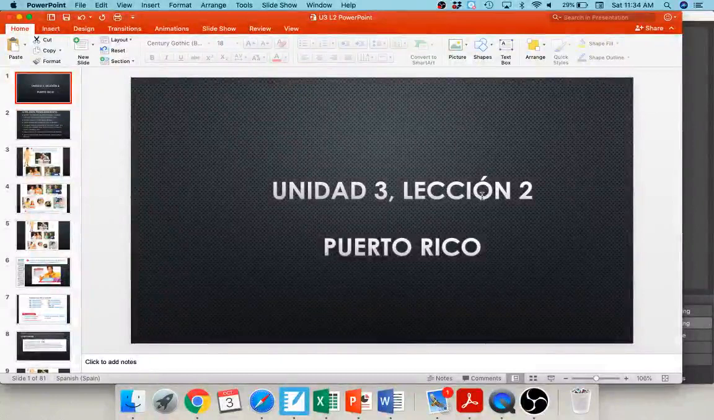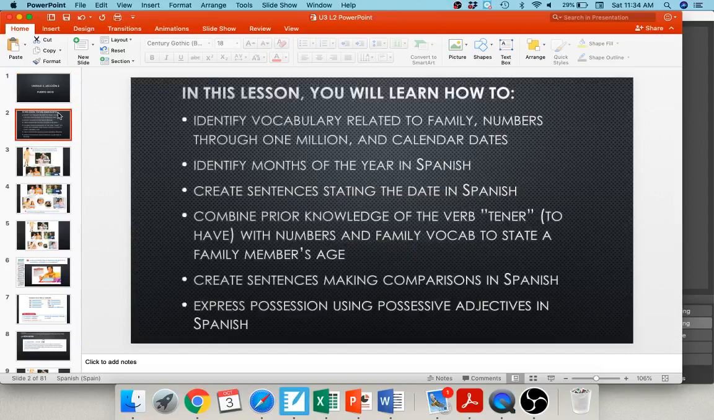This week we are exploring Unidad 3, Lección 2, which takes place here in Puerto Rico, which is pretty exciting. Our learning objectives this week are that you will be able to identify vocabulary related to family, numbers, and these numbers will go all the way through 1 million this time. We already learned through 100, so we'll go from 101 up to 1 million, which sounds a little daunting, but it's not as scary as you would think. So family members, numbers through 1 million, and calendar dates.